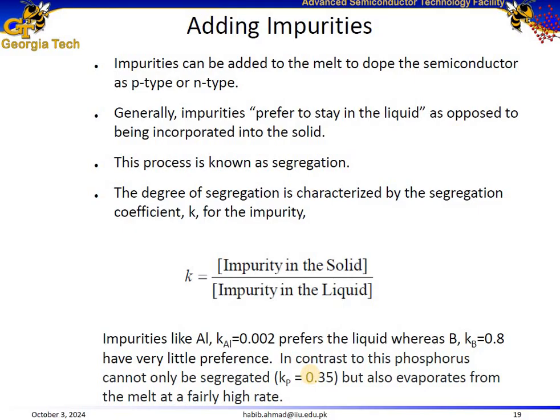In other words, the takeaway point of this slide is that impurities have different preferences for being in the solid semiconductor versus the liquid melt, and this behavior is characterized by the segregation coefficient. It's crucial in controlling how much of the impurity ends up in the final solid material. Some impurities like aluminum prefer to stay in the liquid, while other impurities like boron have a higher chance of being incorporated into the solid.